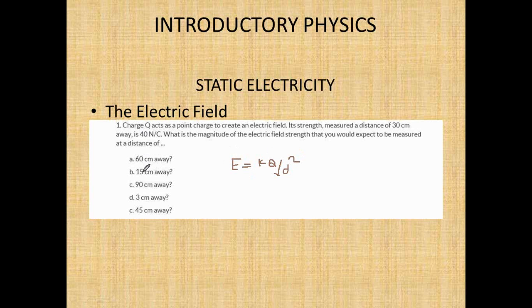If you get closer now, if the distance is a half, so 15 is a half of that, you have to square the half. When you square the half, it is 1 over 4. So your electric field strength is going to increase by a factor of 4. So it will be 4 times 40, that's 160. And now if it's 90 centimeters away, then 90 is 3 times this distance. So you square 3, that's 9. So you're going to decrease the field strength by 9.